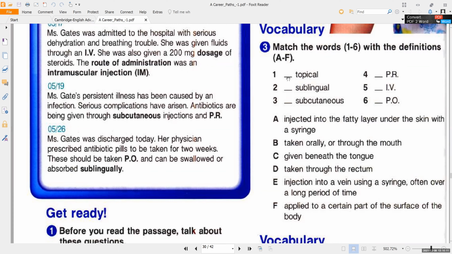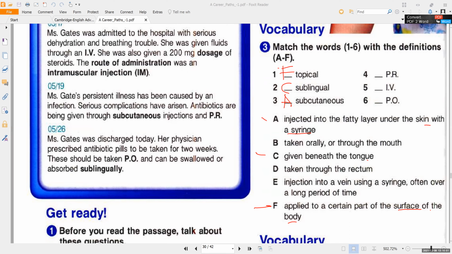So number one, topical. Topical goes with F. Yes, topical is applied to a certain part of the surface of the body. Sublingual is number C, given beneath the tongue. Subcutaneous, number three, is A, injected into the fatty layer under the skin with a syringe.